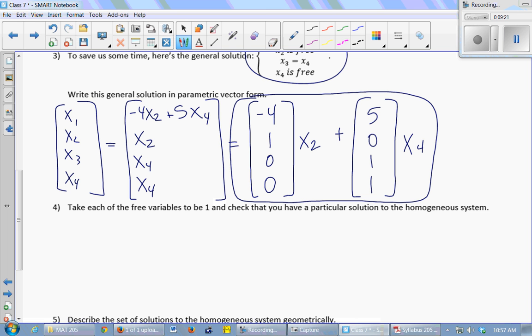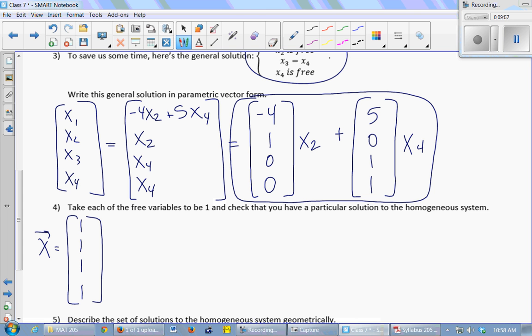All right, so let's take each of the free variables to be 1 and check that that's a particular solution to the homogeneous system. So what happens if I make x2 and x4 1? What vector do I have? 1, 1, 1, 1, right? If x2 is 1, my first entry is going to be -4 plus 5, and then I have 1 plus 0, 0 plus 1, and 0 plus 1.